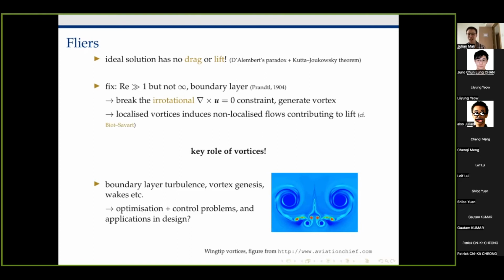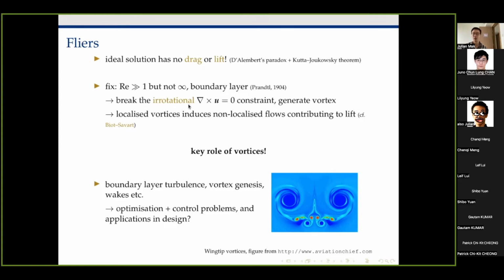In the real world, you don't have infinite Reynolds number. You have large but finite Reynolds number. In the infinite Reynolds number case, you have the irrotational constraint, which means you cannot generate any vorticity. You break that with the introduction of what's called a boundary layer. You solve the solution away from the obstacle, but very close to the obstacle there is a part where your solution is viscosity dominated, and you match the two solutions. So if you have finite Reynolds number, then you are allowed to break the irrotational constraint.